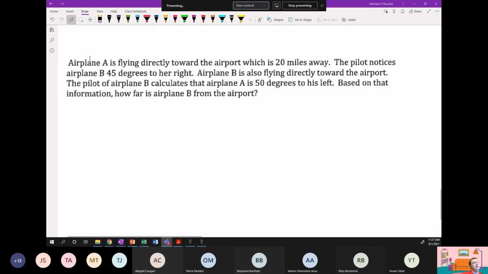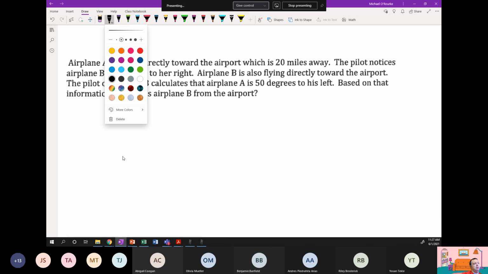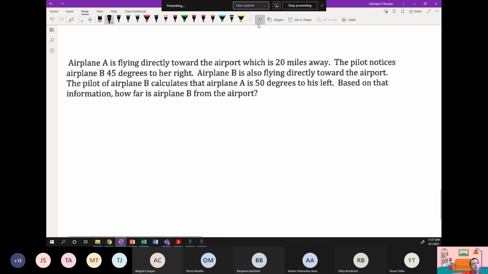But so airplane A is flying directly towards the airport, which is 20 miles away. So let's go A for airport, and we'll put a dot right here. Now, there's a plane. We call this one Plane A. So plane A is flying that way. If I could draw a plane, I would. It's 20 miles away, so we can put a 20 right here. So the distance between the airport and plane A is 20 miles.